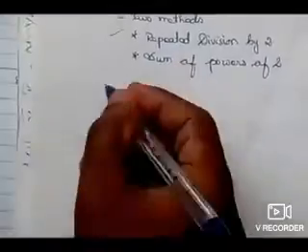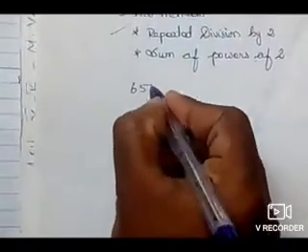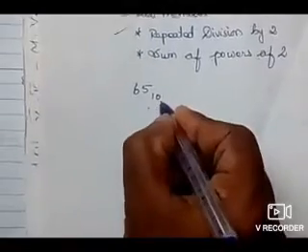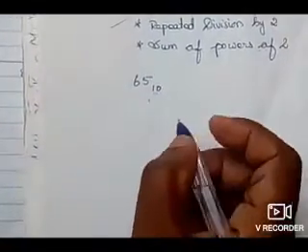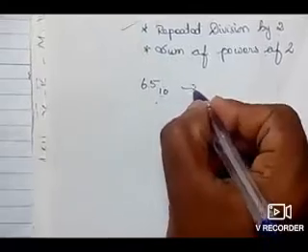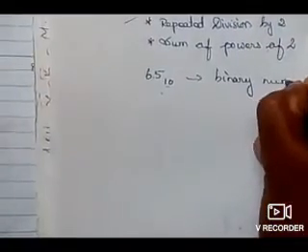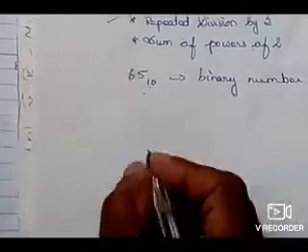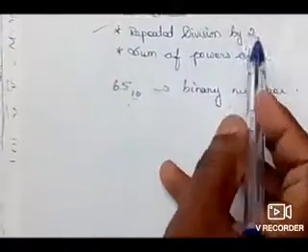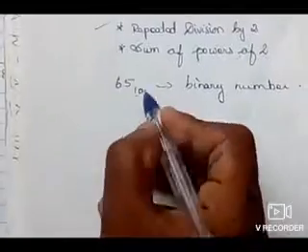As an example, I am taking one number, 65 base 10. This base 10 represents the decimal number. I want to convert this number into the binary number system, that means the zeros and ones number system. Okay. Then how do we do repeated division by 2? This number is divided by 2.